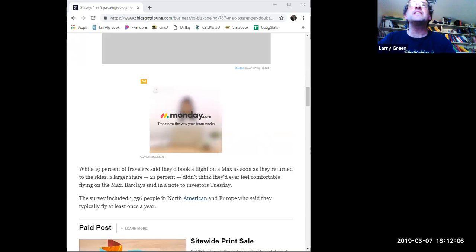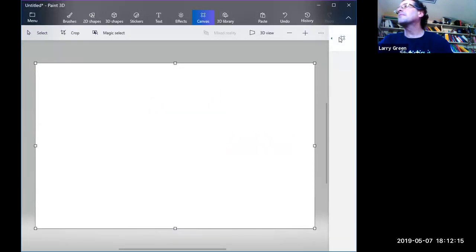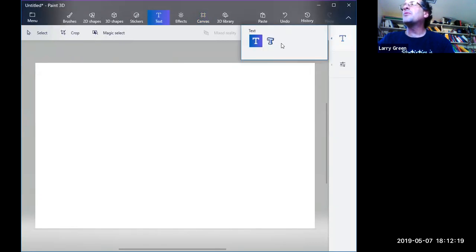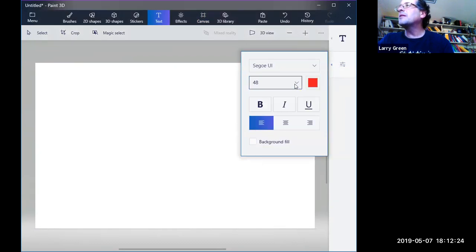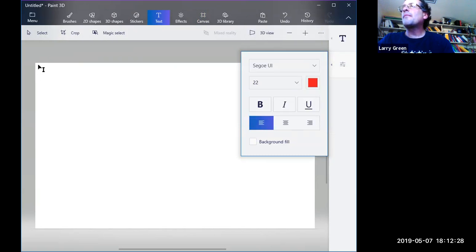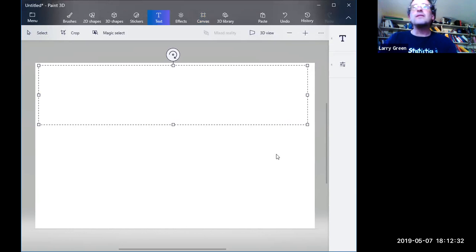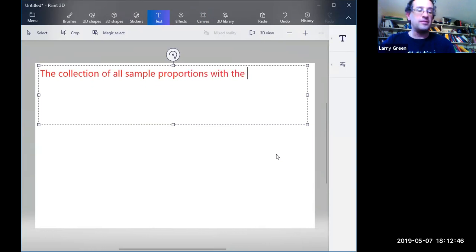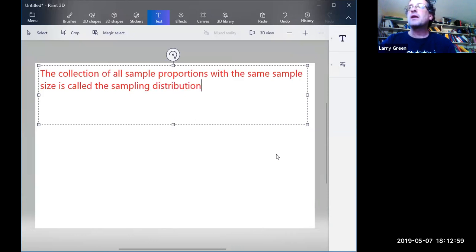So I'm going to reshare my desktop, but now we're going to do it where I can write. And you're used to this. What I want to do is define some stuff that is really important. I think I'll do it in red because it's that important. Okay, so the collection of all sample proportions with the same sample size is called the sampling distribution, because we're going to have a distribution of all possible sample proportions. Any questions on that statement right there?